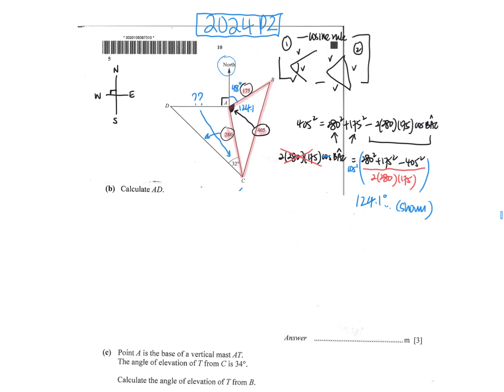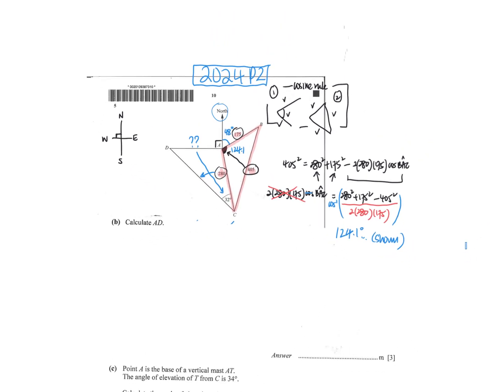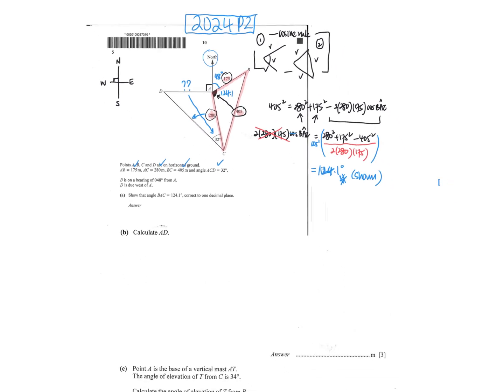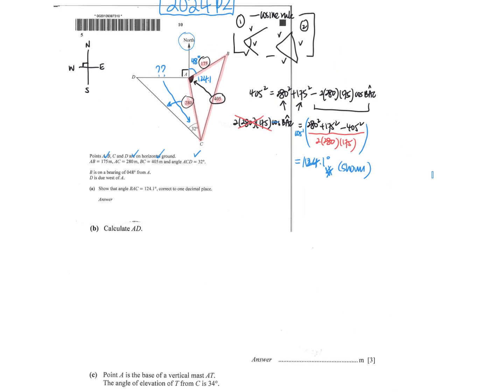Do we have CD? You have to do the ratio thing. Did they give us any ratio? They didn't though. Okay, let's see what we can do here. Find the angle. We can find this angle.